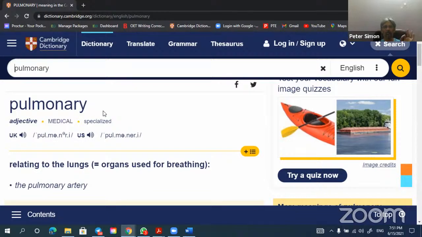Okay, so remember that one. Pulmonary is a medical word and it is a specialized word. Not every nurse can use it, not every doctor can use it. Organs used for breathing, relating to the lungs, this is related to breathing. Okay, breathing. Breathing exercises, pulmonary exercises. Okay.